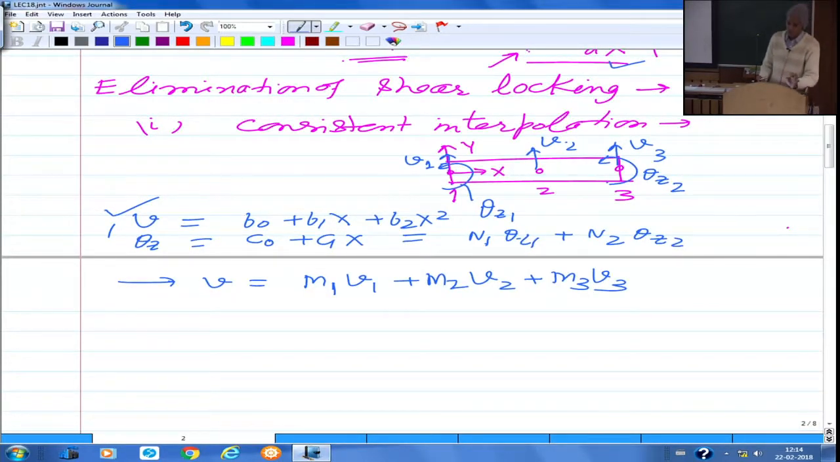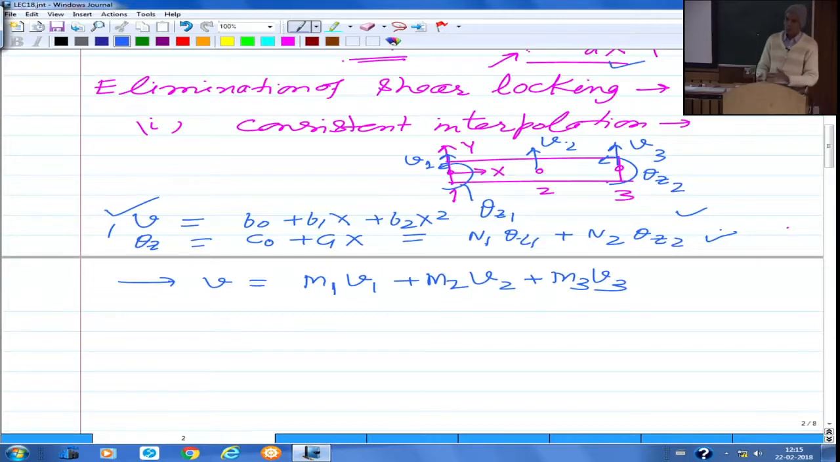So maybe when you are doing your MATLAB programming in the lab class, it would be an interesting exercise if you take a beam problem, let's say a fixed beam, and model that using Timoshenko beam element with linear interpolation for both V and theta z, and try to see, when the beam is thin, that means the thickness is very small compared to length, what kind of deflections you get, and then you model the same problem using this interpolation, and then check the results.